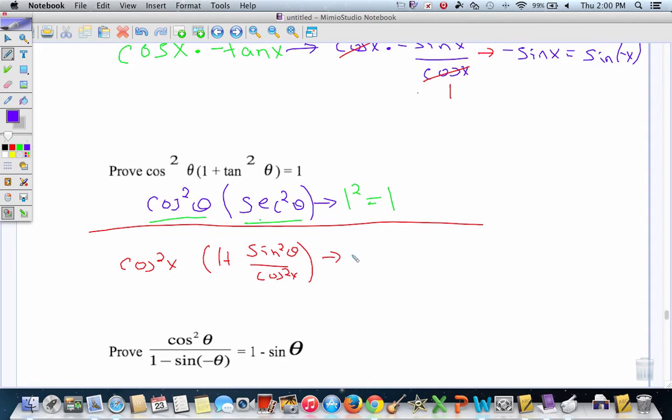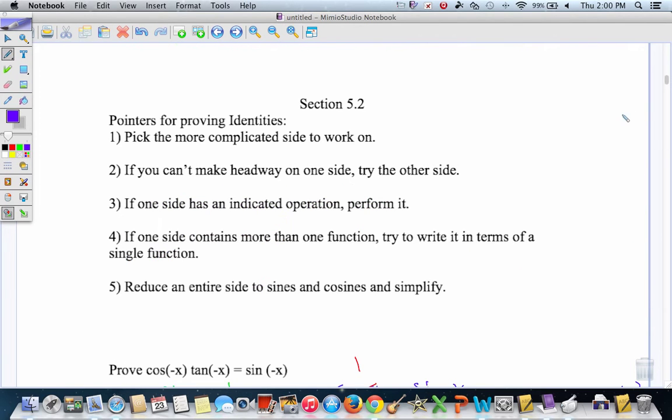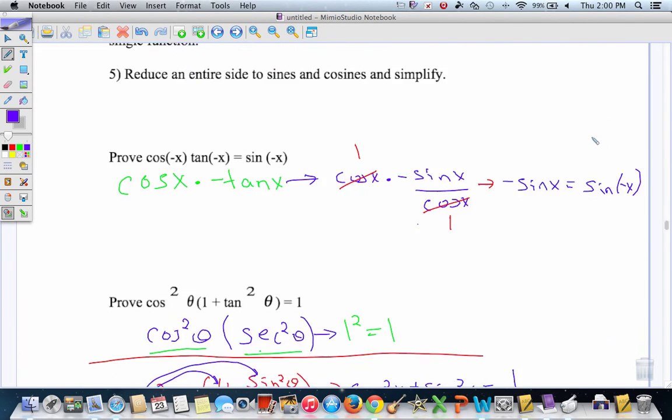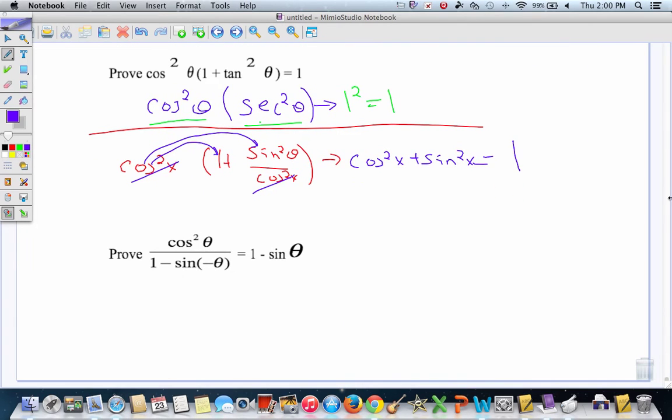From here, again, we even have two choices within this problem. I'm going to go ahead and distribute, so cosine squared times 1 is cosine squared. If I take cosine squared times the sine squared over cosine squared, the cosine squareds will cancel, and I have sine squared. And then if we know that Pythagorean identity, cosine squared plus sine squared is 1. So as you can see, two different ways to work that same problem. Let's go down to our third example.